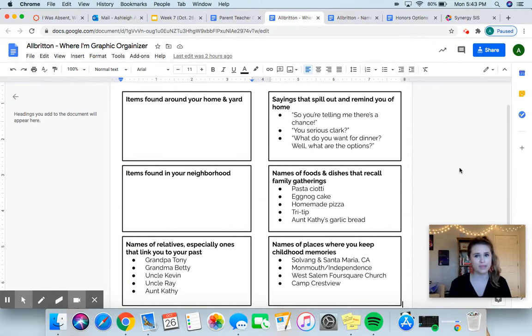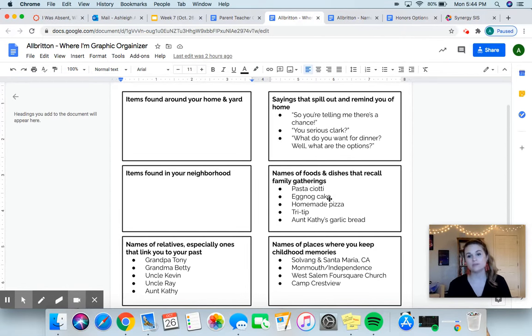So something that I remembered about my home, where I'm from. Names of foods and dishes that you recall at family gatherings or holidays, things like that. Pasta ciatti or pasta chaat. That is an Italian dessert. It's kind of like a really small chocolate pudding pie. You can do different fillings. My grandpa was full Italian, 100% full-blooded Italian, and we would make those during Christmas time or sometimes Thanksgiving.